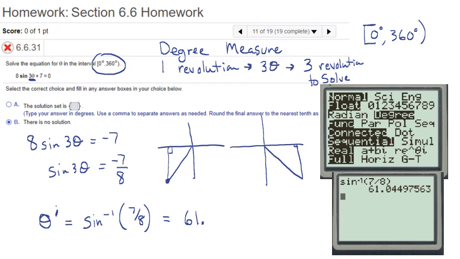So sine inverse of 7/8 gives you 61.04. We want to round to the nearest tenth, right? So I'm going to round it off already here, so 61.0 degrees. I'll use that right there. You could use 61.04, that's fine. All right, so let's go with it here.